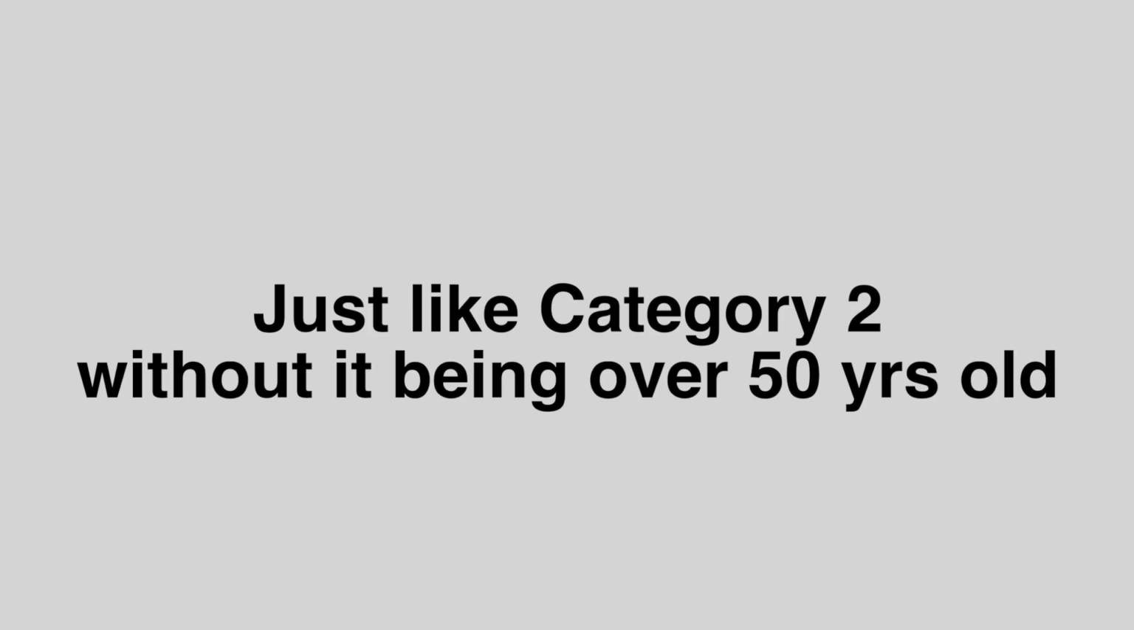So basically, in Category 3, it's the same as Category 2 without the 50-year-old minimum criteria. Now remember, all of this is just within the city limits of Charleston. So let's talk about if you live within the county of Charleston. Now this is a little less strict, but does have its drawbacks and limitations.